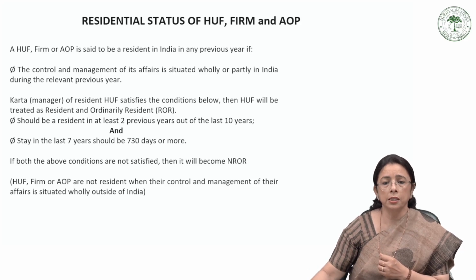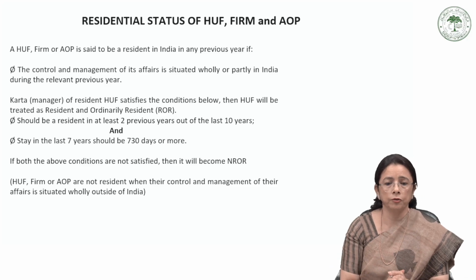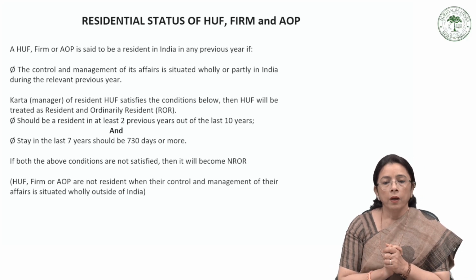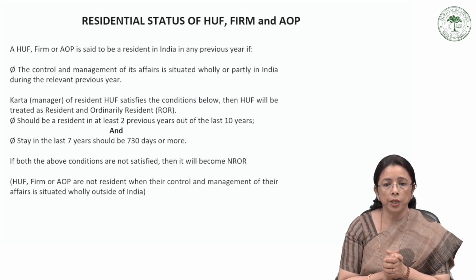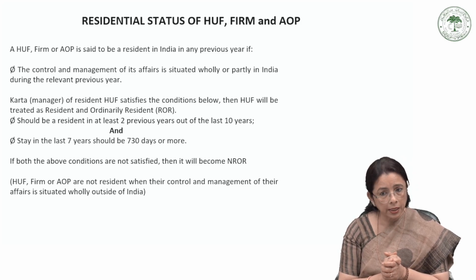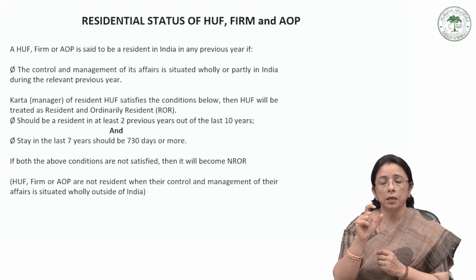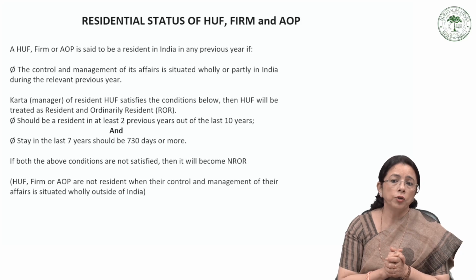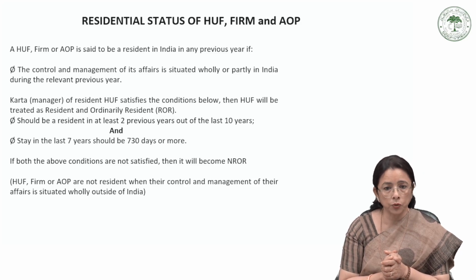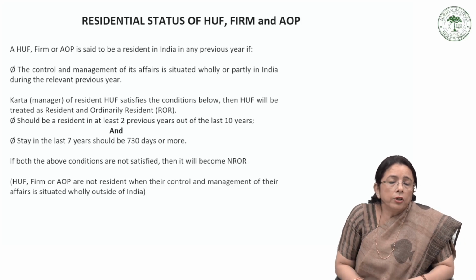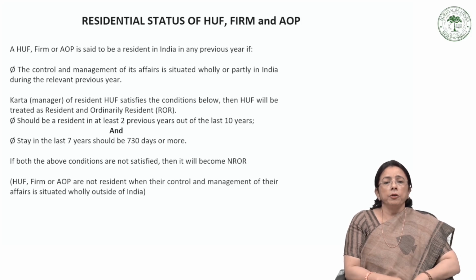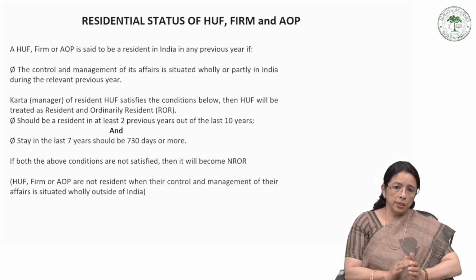To understand this, the rule is under Section 6, Para 2, which says that a firm or AOP is resident in India if the control and management of its affairs is situated wholly or partly in India during the previous year. If the control and management is wholly situated outside India, then it will be treated as a non-resident.